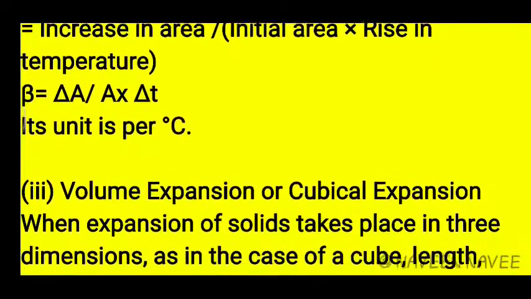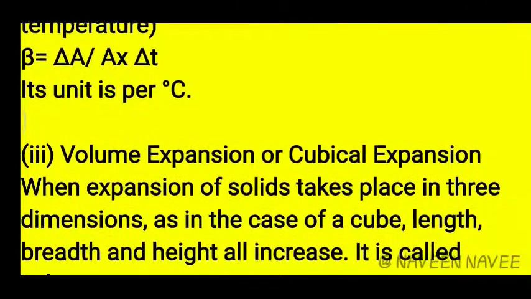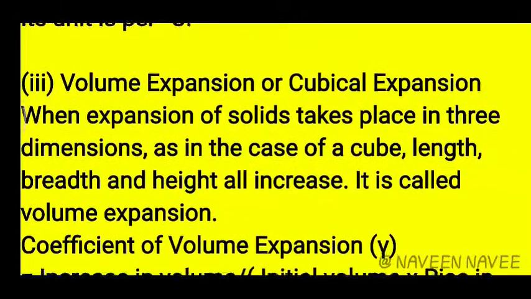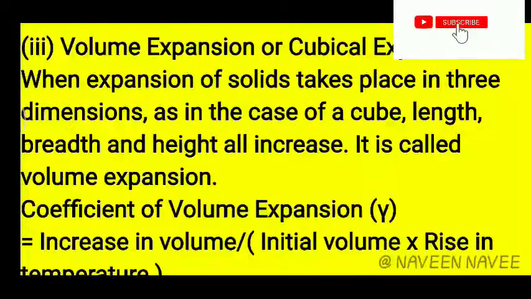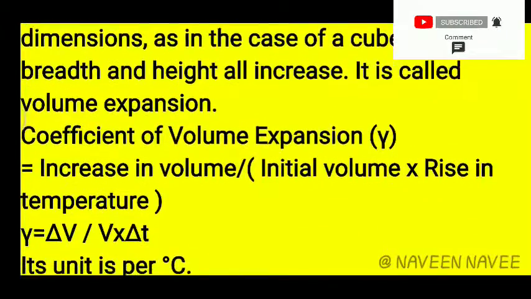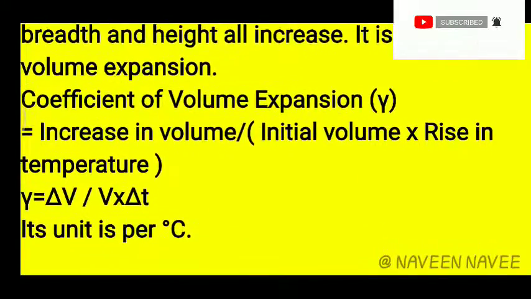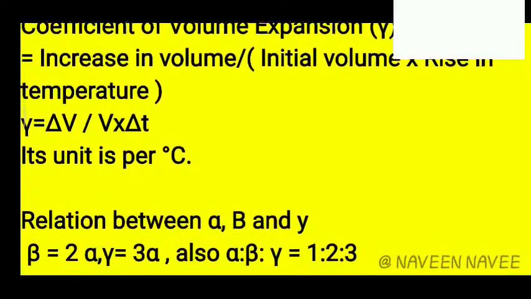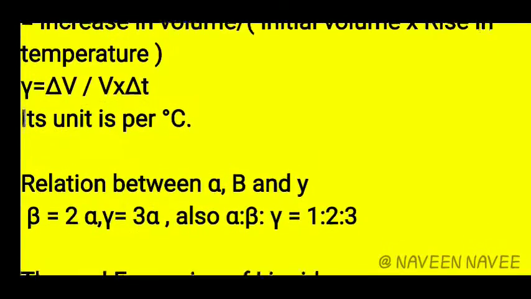Volume expansion or cubical expansion. When expansion of solids takes place in three dimensions, as in the case of a cube, length, breadth and height all increase. It is called volume expansion. Coefficient of volume expansion, gamma, equals increase in volume divided by initial volume times rise in temperature. Gamma equals ΔV over V times ΔT. Its unit is per degree C.